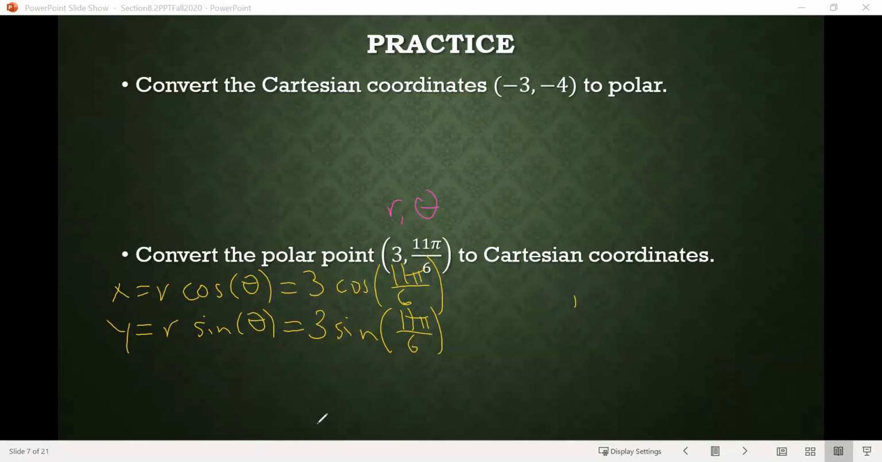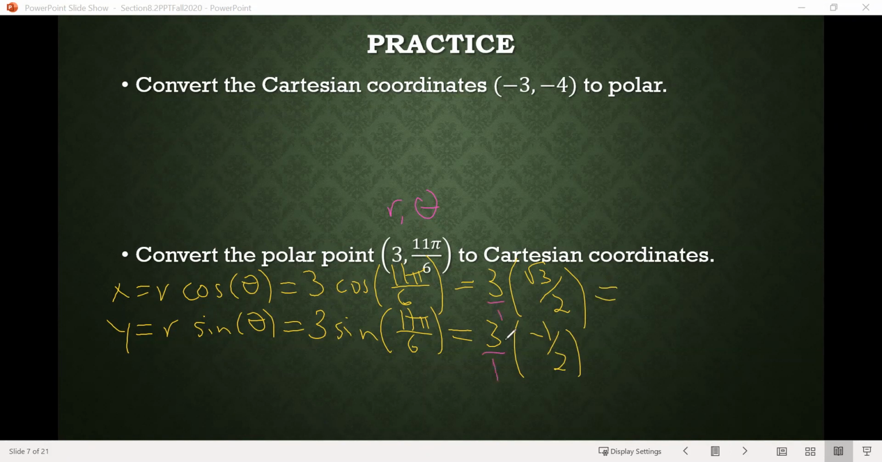When we do that, think about this is on the unit circle. 11 pi over 6 is in the fourth quadrant, so cosine is positive there. So this would be positive √3 over 2. And then 3 times sine of 11 pi over 6. Well, in the fourth quadrant, sine is negative, so we'll have -1/2. And on both of these, we can make the 3 a 3 over 1 and do our multiplying straight across of our fractions. So we end up with 3 √3 over 2 and -3/2 as our two answers.